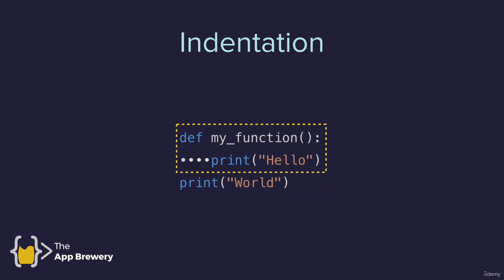Now, if my code was written like this, on the other hand, then the block of code is in fact only this part. And this print statement will not get triggered when this function gets triggered, because it's independent from this function, because it's not indented.